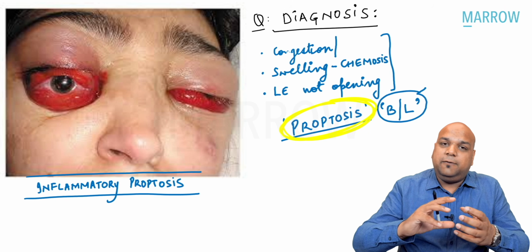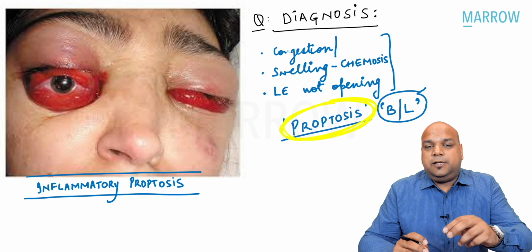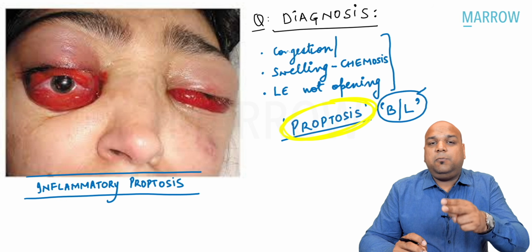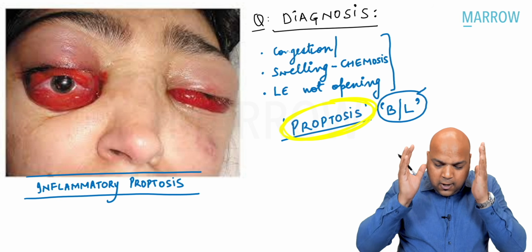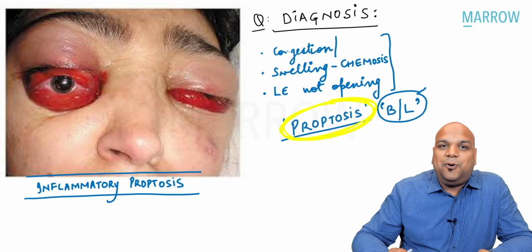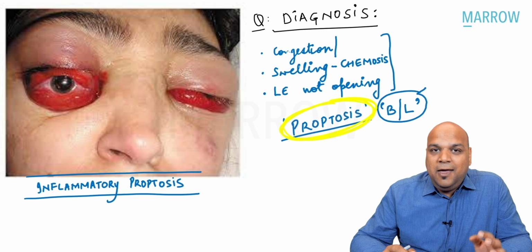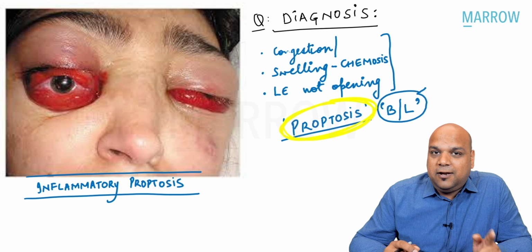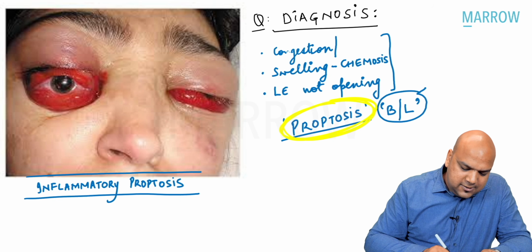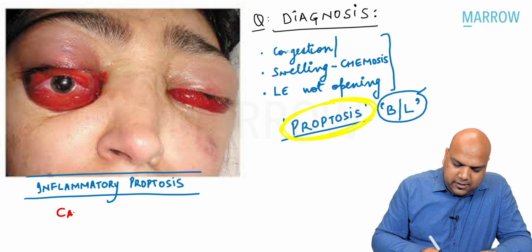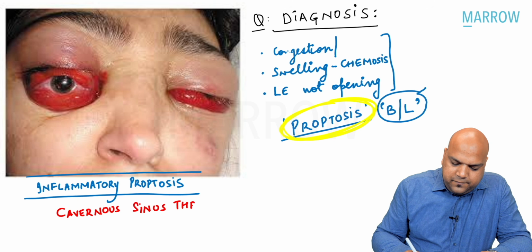Ophthalmoplegia, whether it is concurrent, whether it is sequential, whether the loss of vision is there. Second nerve is affected in orbital apex syndrome, but it is not affected in cavernous sinus thrombosis. All those things I cannot see, so I'm not basing my diagnosis on them. I'm just looking at the photograph and reaching the diagnosis. So what is my wonderful diagnosis? My wonderful diagnosis is cavernous sinus thrombosis.